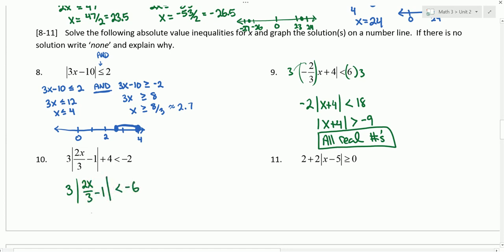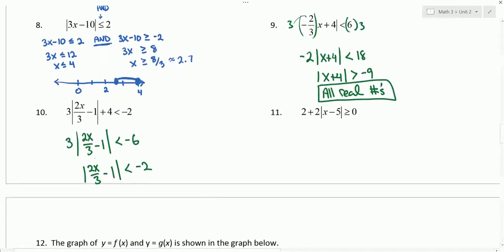And then divide by that 3. And you get the absolute value of 2x over 3 minus 1 is less than -2. Now think through this one before we split it up. Can an absolute value be less than a negative number? And the answer is no, because an absolute value is either equal to 0 or it's greater than 0. It's a positive number. And so there's no way you can get 0 or a positive number to be less than -2. And so there's no solution to number 10.